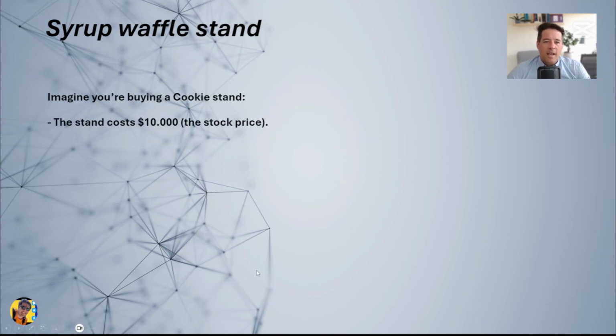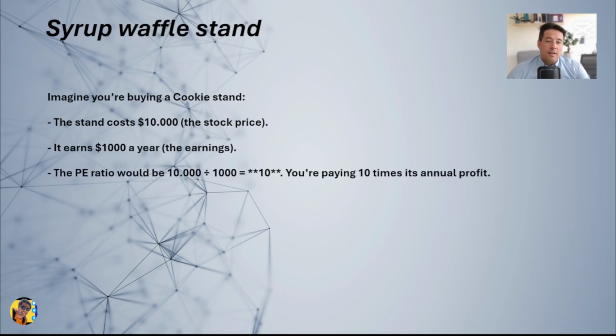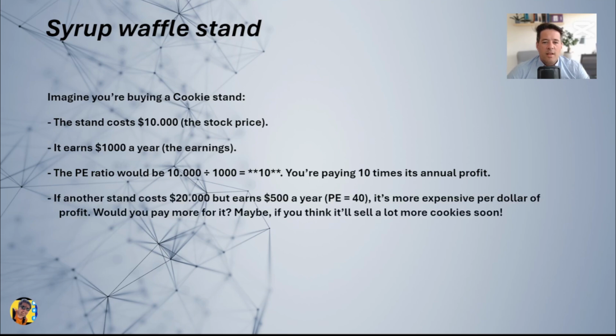Imagine I can buy a stand for 10,000, and just imagine this would be the stock price. And the 10,000 would bring me 1,000 of earnings per year. My PE ratio would thereby be the 10,000 cost of the stock price divided by the earnings, and that would bring me a ratio of 10. So you're paying 10 times its annual profit. So the PE would be 10. Imagine I could also buy an already existing stand, and that stand would cost me 20,000. However, I know that they make around 500 a year, so my PE ratio would be 40.